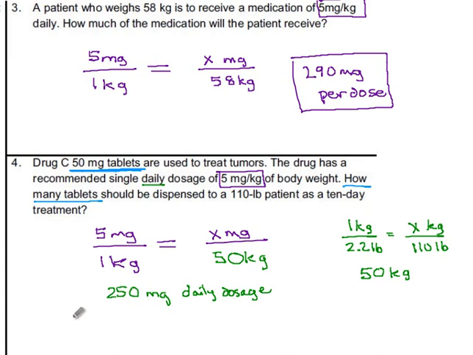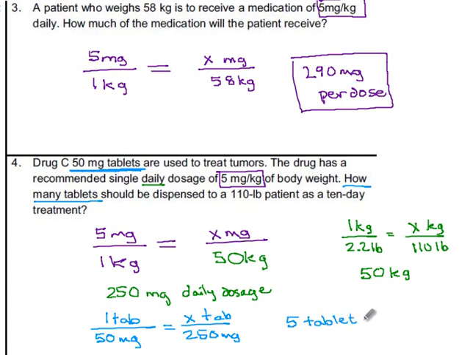Or, if you want, we can cross multiply one more time. We can say if 1 tablet gives you 50 milligrams of drug C, then how many tablets will give us 250 milligrams of drug C? 1 times 250 is 250, divided by 50 is, and we saw that coming, each day you get to eat 5 of these things.